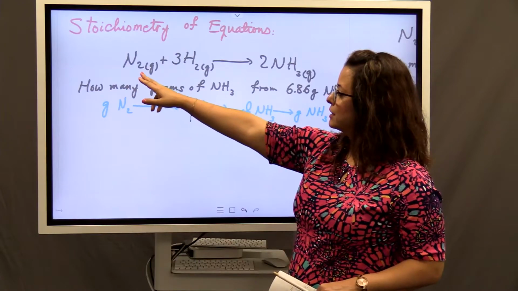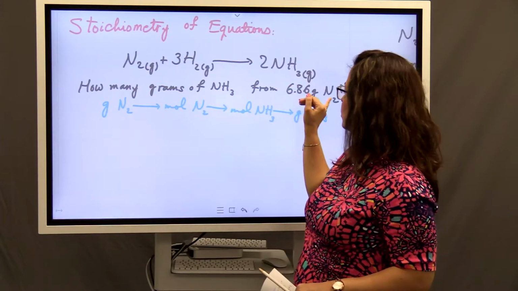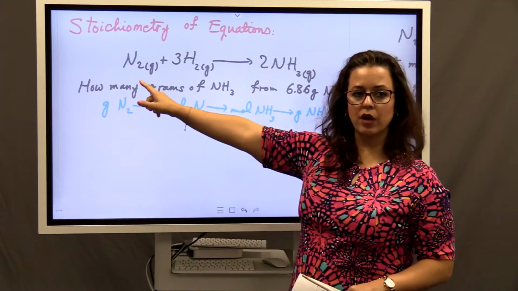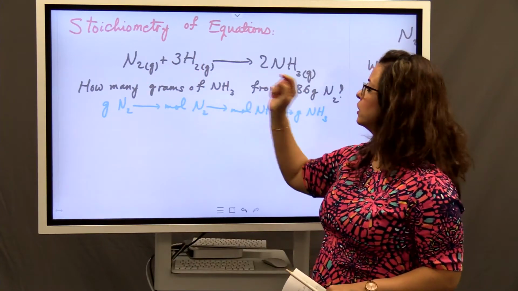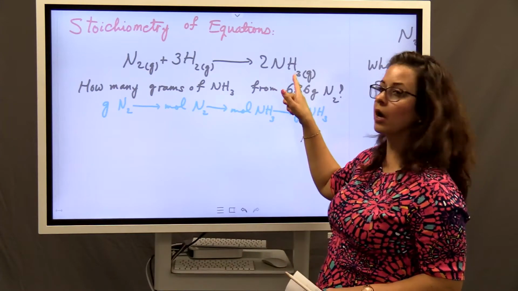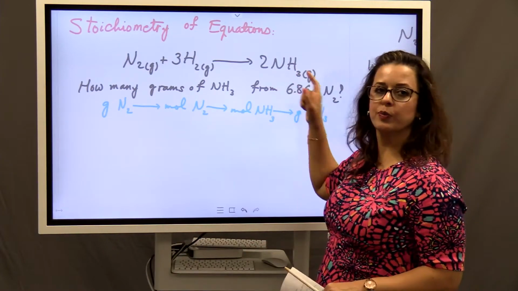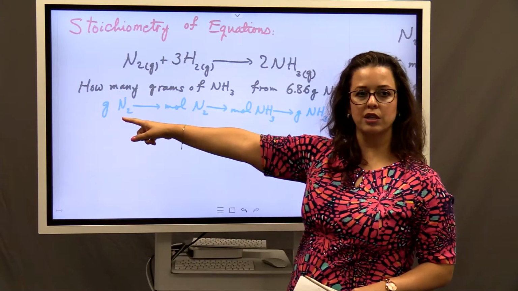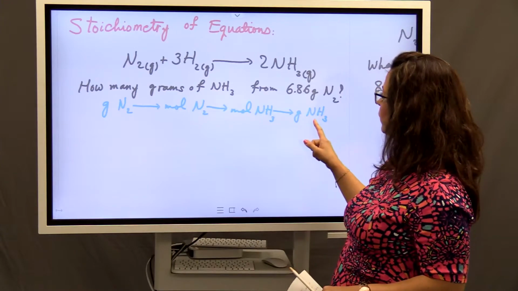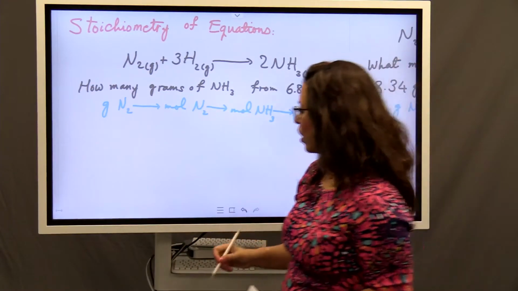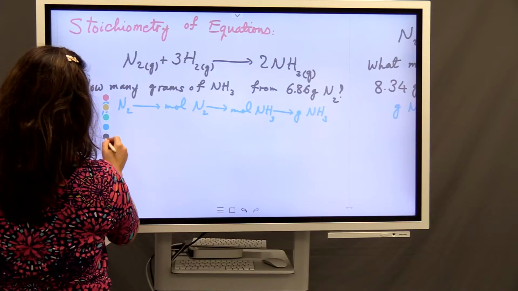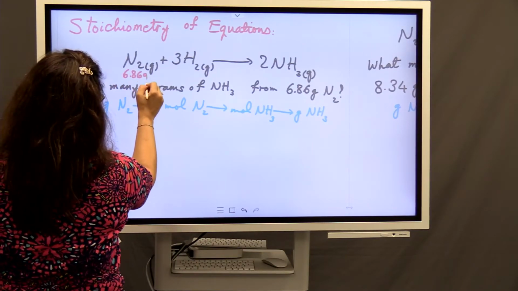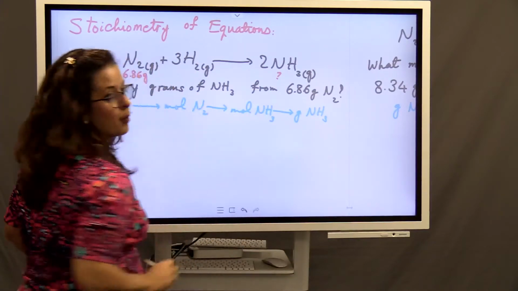Let's go from mass of nitrogen. We have 6.86 grams of nitrogen started reacting with hydrogen. We want to find out how many grams of ammonia is produced. So we are given the mass of N2, nitrogen. Then we are going to go all the way from mass of nitrogen, which is 6.86 grams, all the way to mass of ammonia.